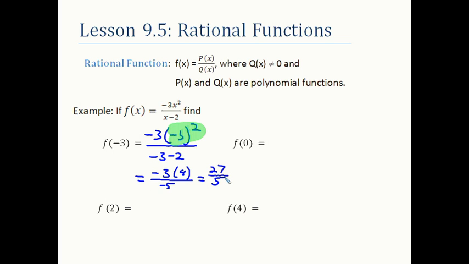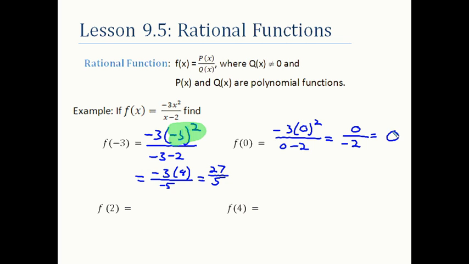Next we want to find f of 0, so we're just going to be putting 0 in for x. We get negative 3 times 0 squared over 0 minus 2. Well, the numerator is pretty easy because 0 squared is 0, times negative 3 is 0. And in the denominator we have negative 2. We get 0.